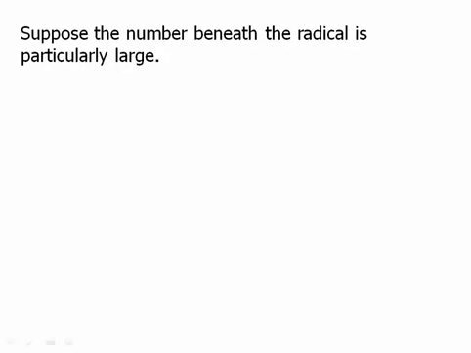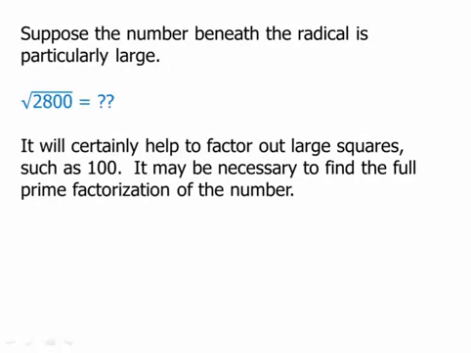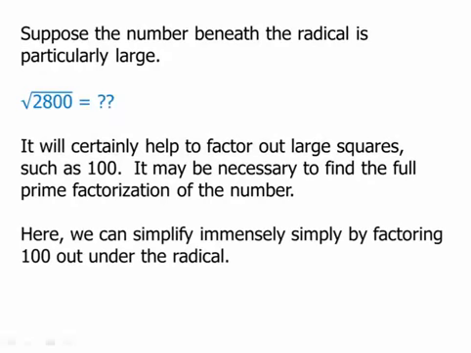Suppose the number beneath the radical is particularly large. Suppose we had to find the square root of 2800. It certainly will help to factor out large squares such as 100. It may be necessary to find the full prime factorization of the number. I'll talk about square roots and prime factorizations in a minute. Right now we can factor out 100, so why don't we just do that?